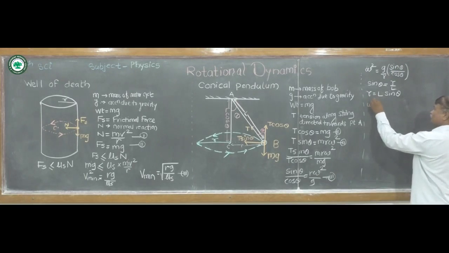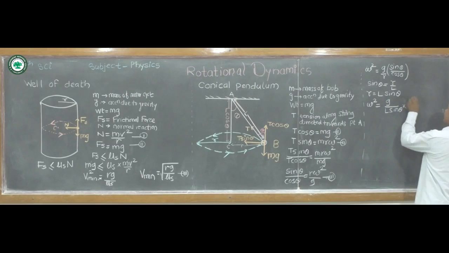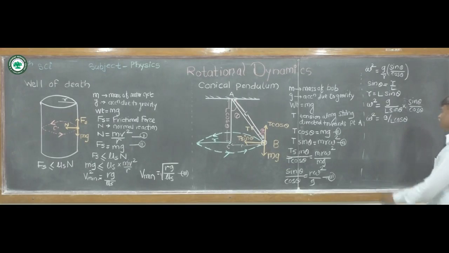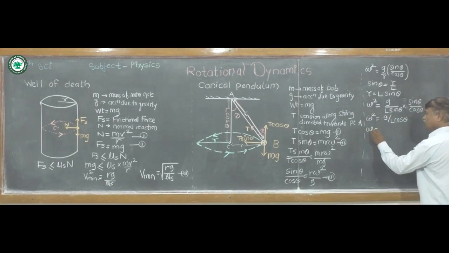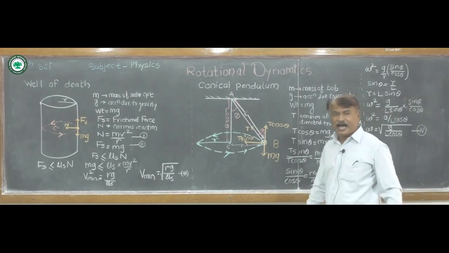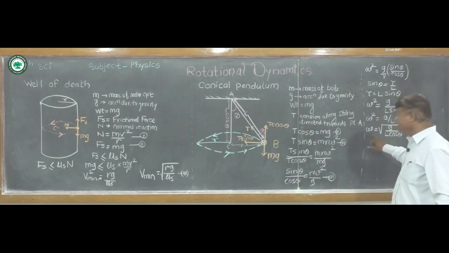So we get omega square equal to g upon r, that is L sin theta, into sin theta upon cos theta. Now sin theta also gets cancelled and omega square becomes g upon L cos theta. This is omega square. For omega, we take the square root of both sides. So we get omega equal to under root g upon L cos theta. This is equation 4. This equation 4 gives us the angular velocity of this bob, which is revolving along the horizontal circle with constant angular velocity omega.